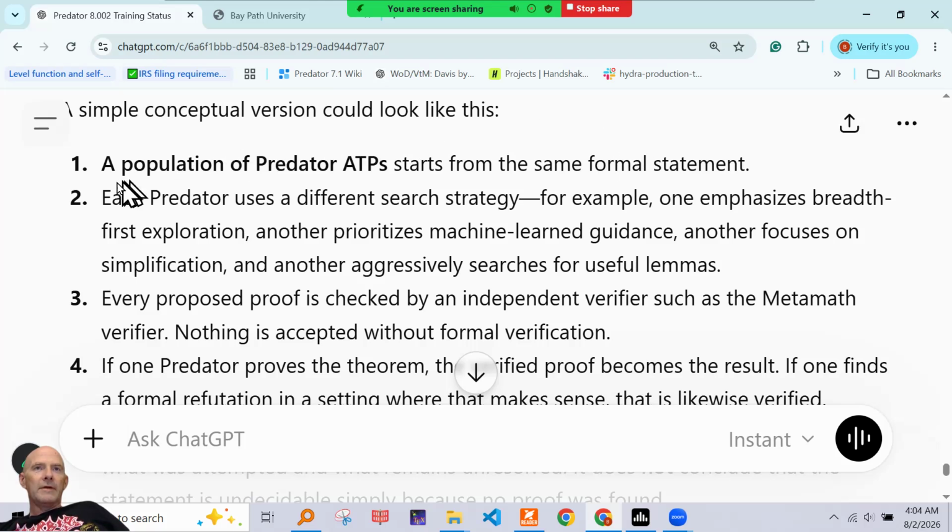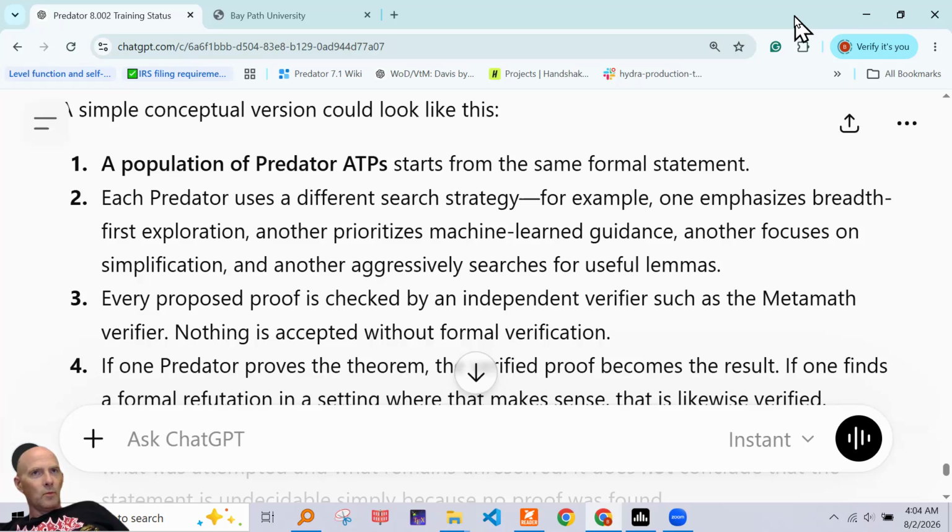When it says a population of predator ATPs, they don't have to be predator ATPs. They could just be any ATPs. So they could all be vampires if you want. Yeah, they do have to use a different search strategy.